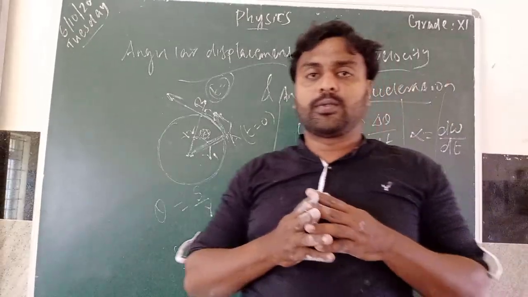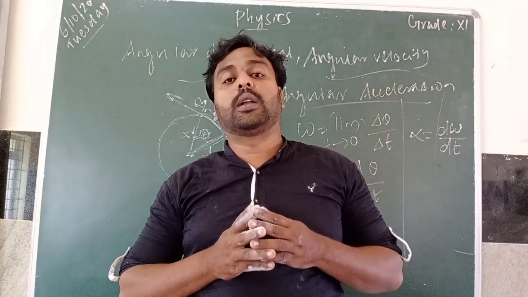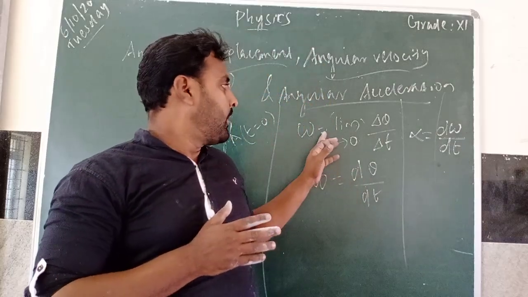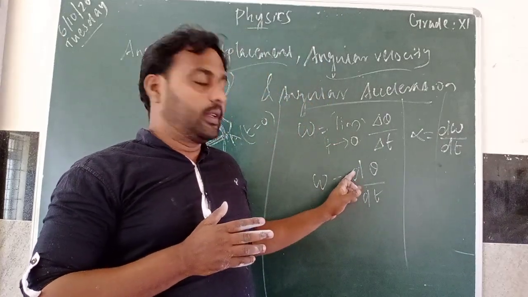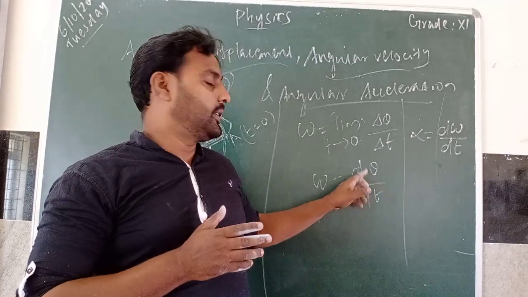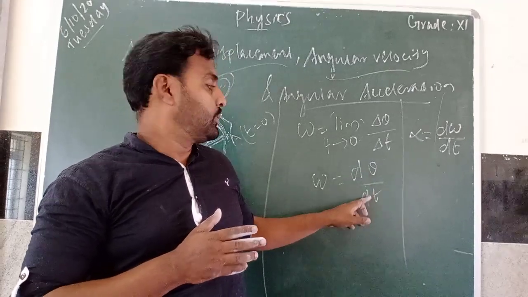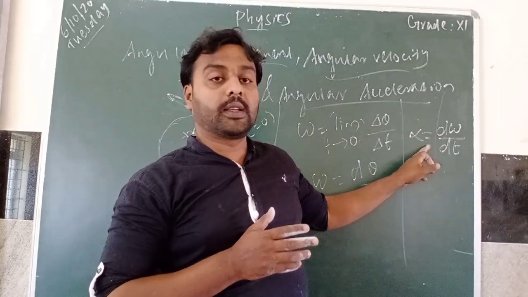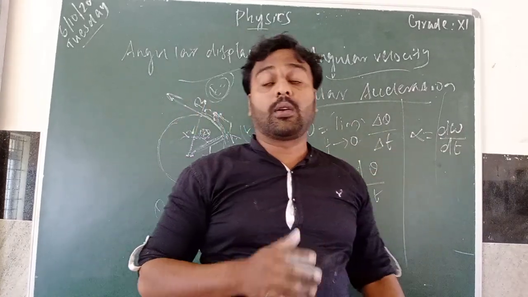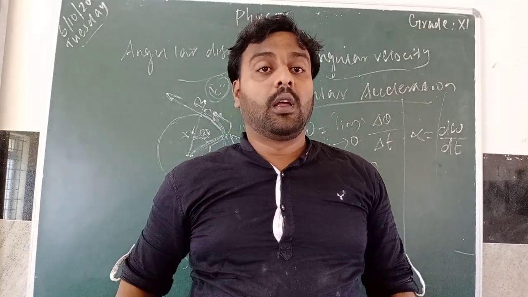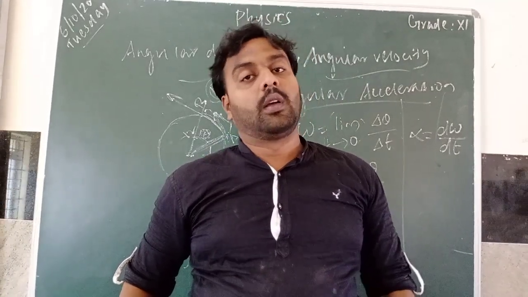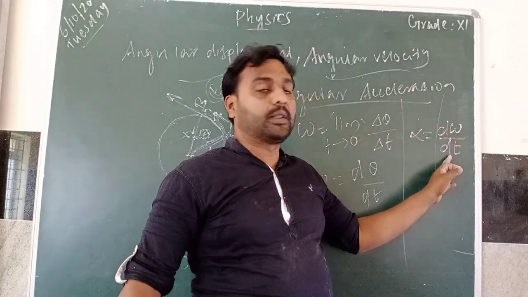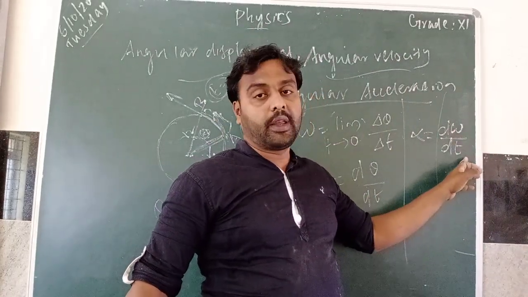Angular velocity means what? Rate of change of angular displacement is called angular velocity. Omega is equal to d theta by dt. d theta means angular displacement by time. Now angular acceleration, alpha is equal to d omega by dt. Angular acceleration definition is rate of change of angular velocity. So angular velocity by time, d omega by dt.